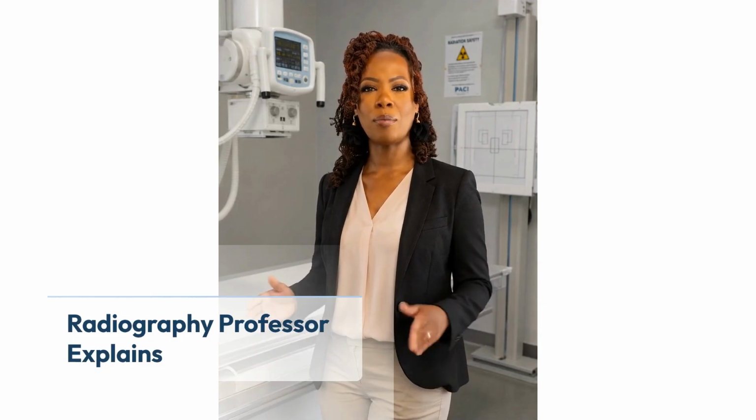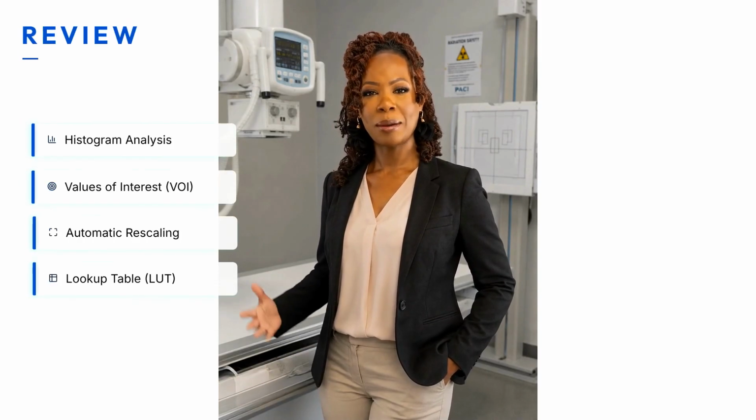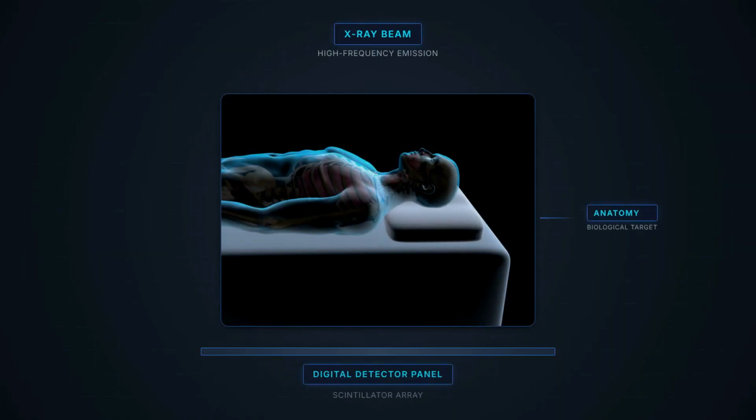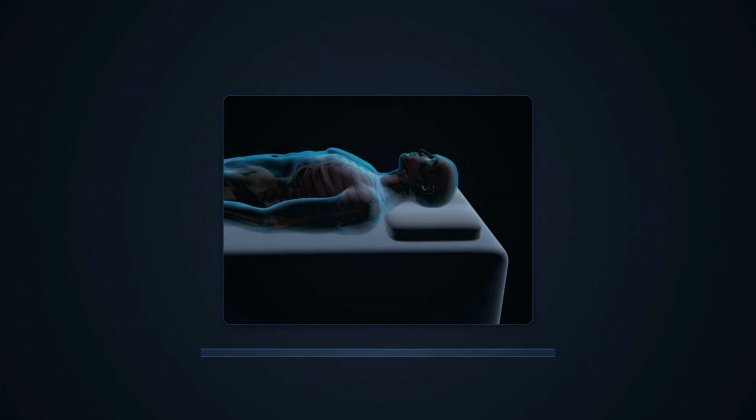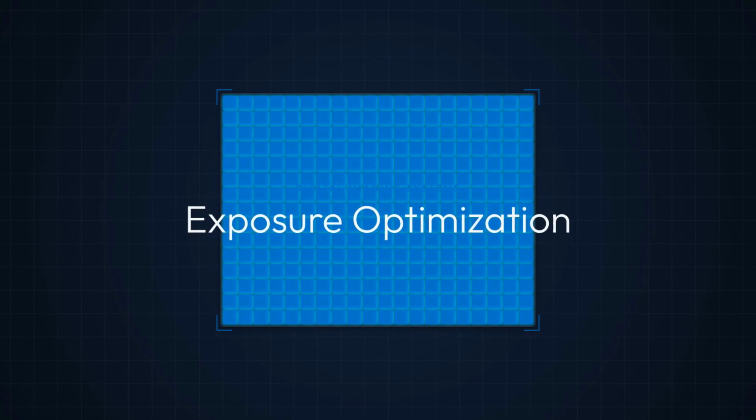My name is Dr. Delia Lofton, and in this video, we're going to break down 4 important concepts in digital radiography: histogram analysis, values of interest, or VOI, automatic rescaling, and the lookup table, or LUT. These processes happen quickly after an exposure, but understanding what the computer is doing behind the scenes will help you understand digital image processing and recognize why an image can look acceptable even when the exposure was not optimal. Let's start with the histogram.